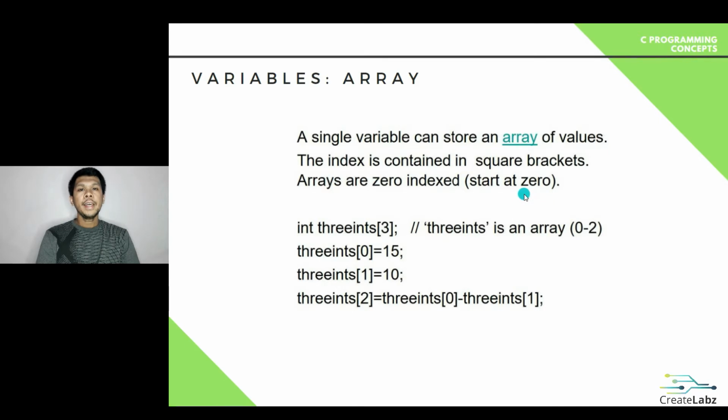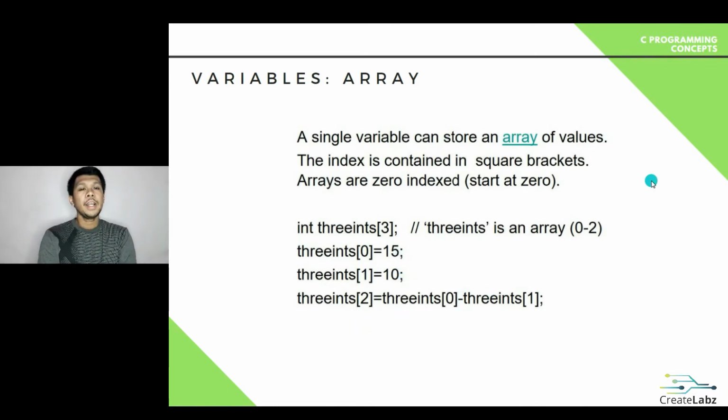Arrays are zero indexed, meaning they start at 0 and end at the number minus 1. For example, I have here an integer array called 3ints. 3ints has 3 elements inside it. If I want to access each element, then I will index each element from 0 to 2. So the first element is 3ints[0], the second element is 3ints[1], and the third element is 3ints[2]. So if 3ints[0] is 15 and 3ints[1] is 10, then 3ints[2], equal to 3ints[0] minus 3ints[1], is what? The value is 5. We just use the values: 15 minus 10 equals 5.